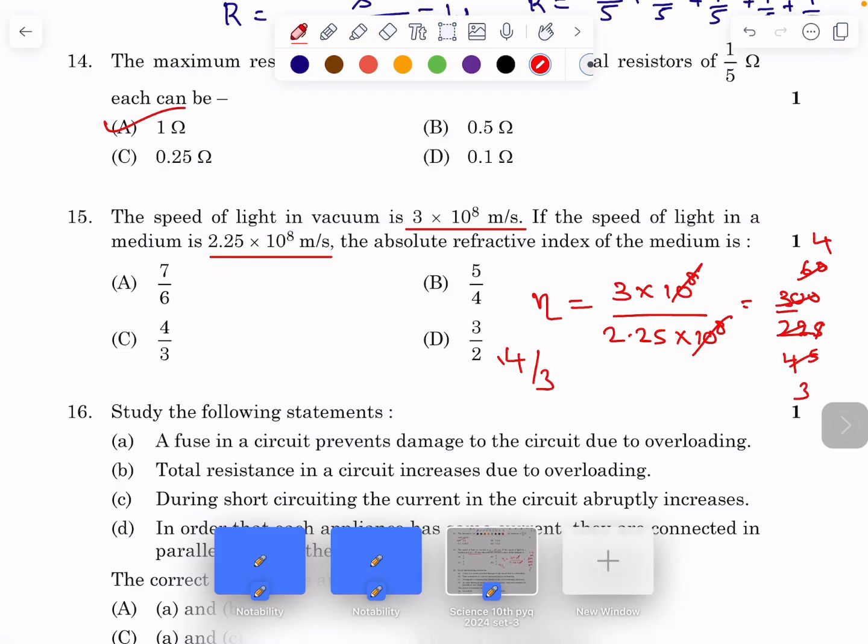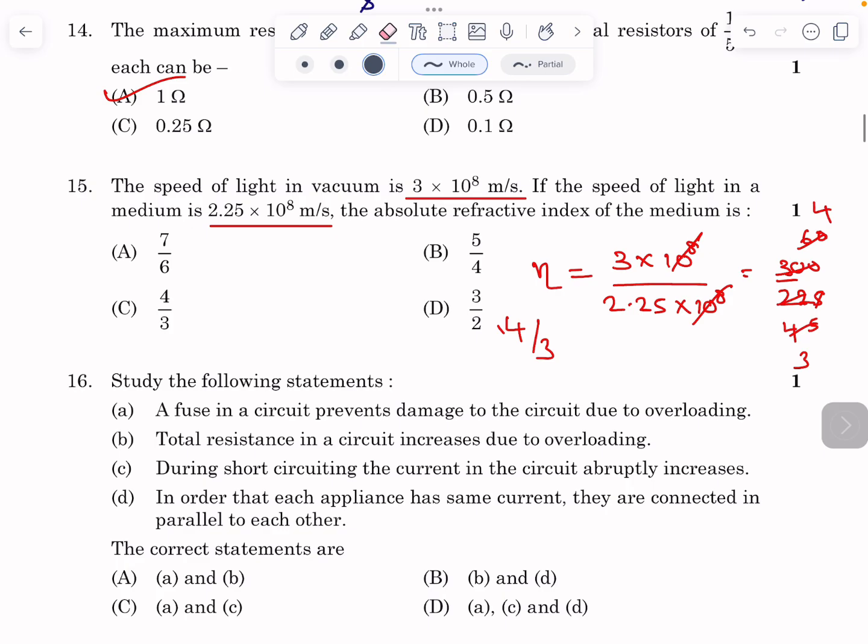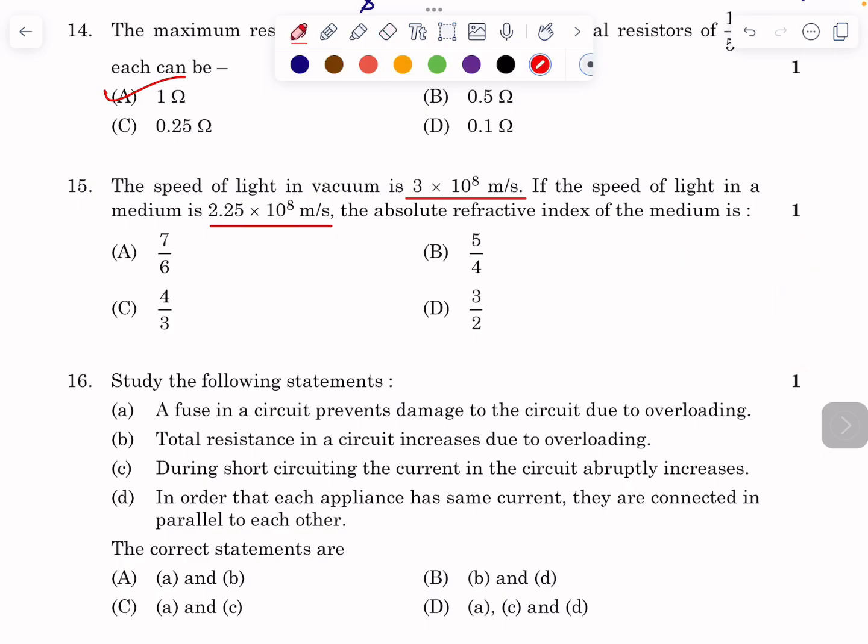Okay, in the next question I will explain this. Now you see, the speed of light in vacuum is 3 into 10 power 8 meter per second. If the speed of light in a medium is 2.25 into 10 power 8 meter per second, the absolute refractive index of the medium is? What is the formula of refractive index? Refractive index equals speed of light in vacuum by speed of light in medium.